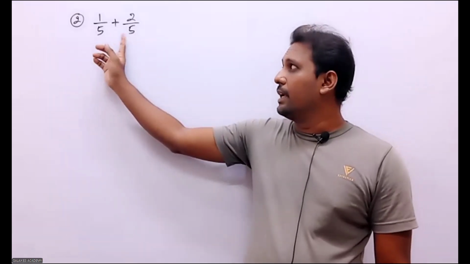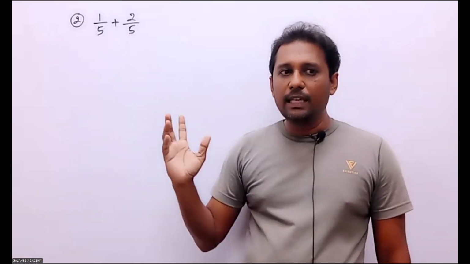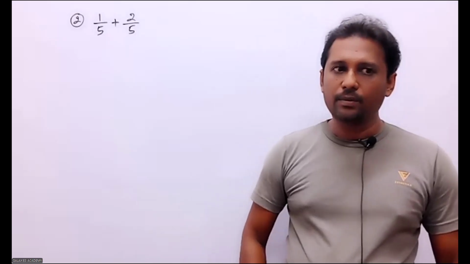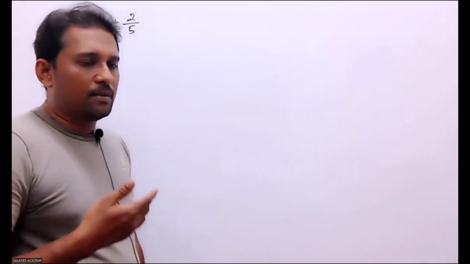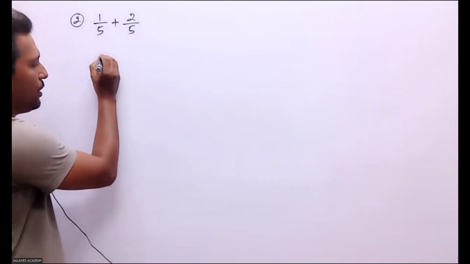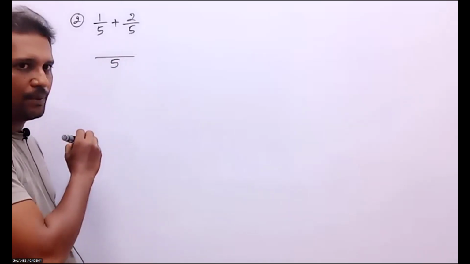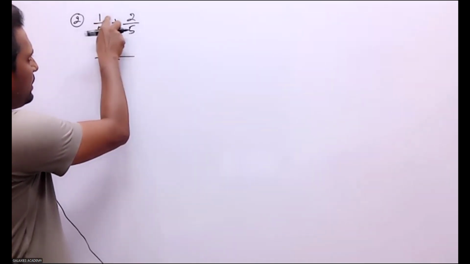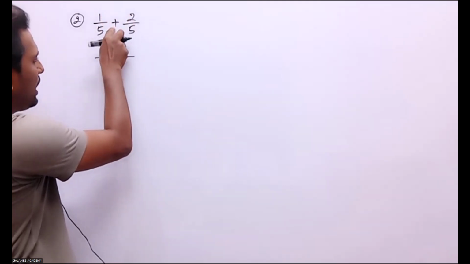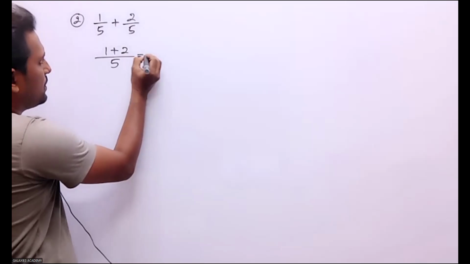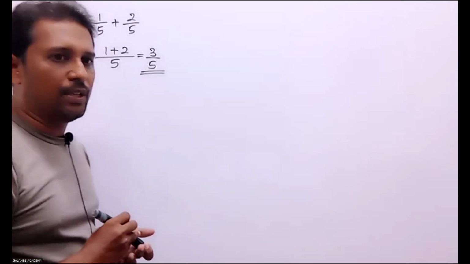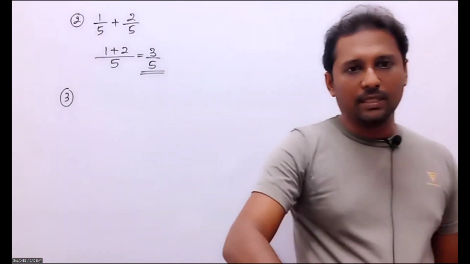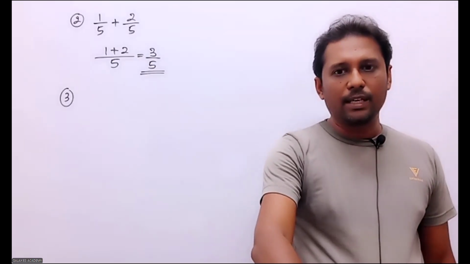Look at the denominators of these two fractions. You can see the equal denominators, no? 5 and 5. If the fraction denominators are equal, when you add or subtract, the answer's denominator should also be the same. That means the answer denominator is 5. Then you have to add the numerator values 1 and 2. So what is the answer? 3 over 5. Right? 3 over 5. It is the second question. You can check your answers.